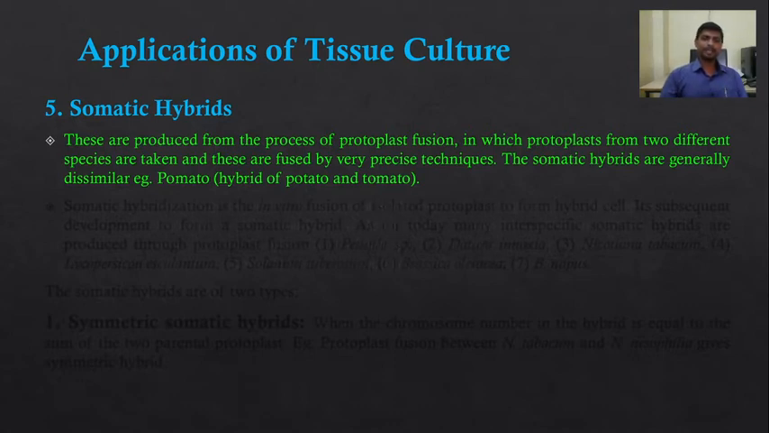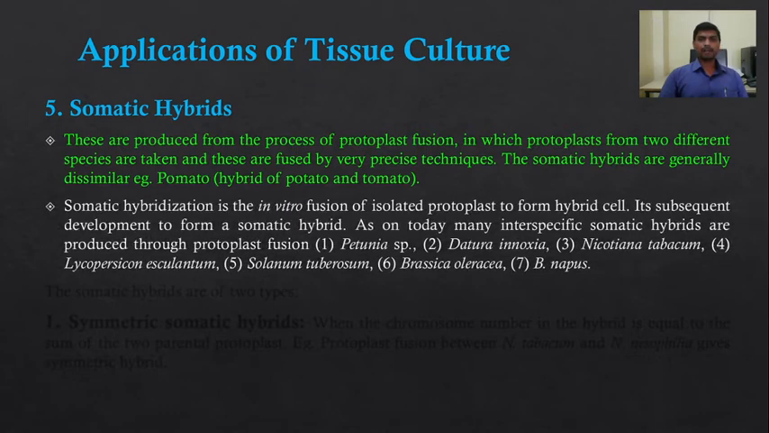That hybrid has been obtained by using the somatic hybridization technique. Somatic hybridization is the in vitro fusion of isolated protoplasts to form a hybrid cell, and such a hybrid cell is used for the regeneration of the whole plant, that is, its subsequent development to form a somatic hybrid by using tissue culture technique.